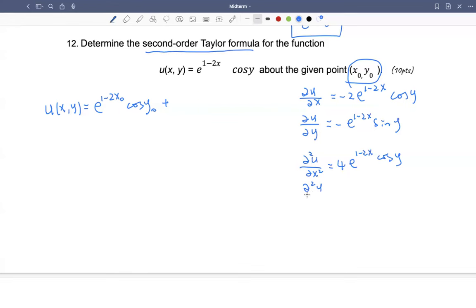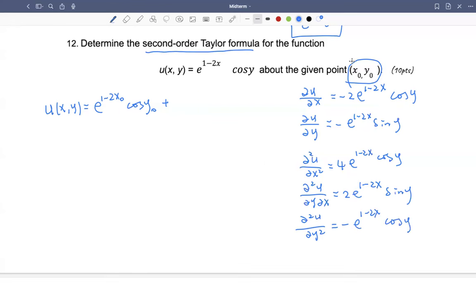Then the mixed partials, partial squared u partial y partial x. Negative sign becomes positive, so 2e to the 1 minus 2x sine y. Then in the y direction, take the derivative of this in the y direction again, so we get negative e to the 1 minus 2x cosine y.